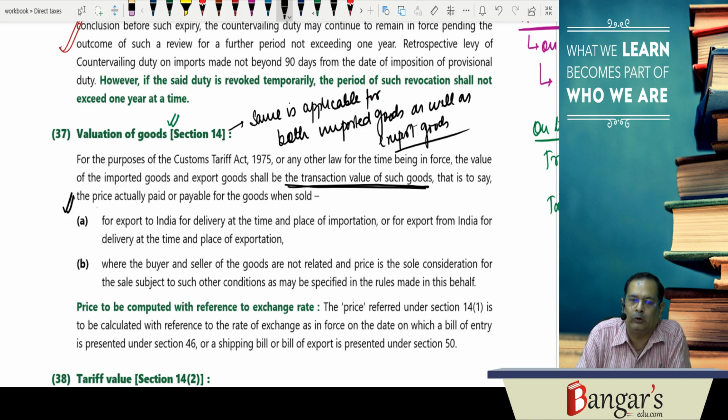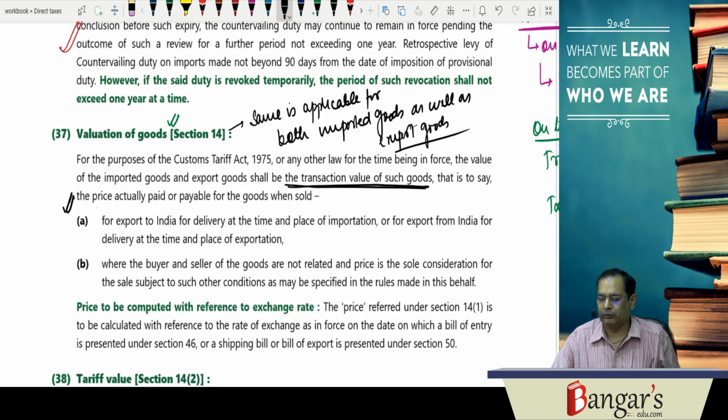What is transaction value? Transaction value is basically the invoice price, the price actually paid or payable for the goods when sold for export to India for delivery at the time and place of importation, or for export from India for delivery at the time and place of exportation, where the buyer and seller of the goods are not related, and the price is the sole consideration for sale. And the value is subject to such other conditions as may be specified in the rules made in this behalf. So we have to adjust the value as per the costs and services provided in the valuation rules.